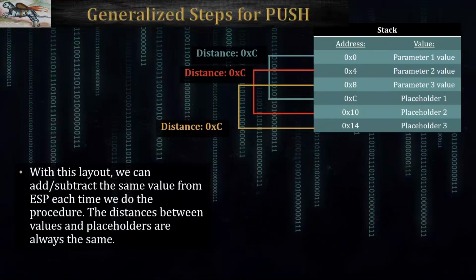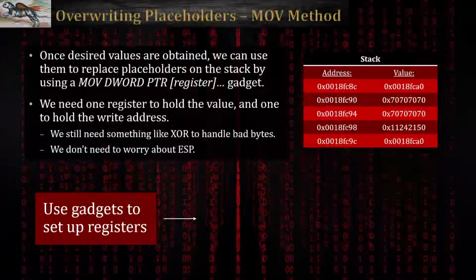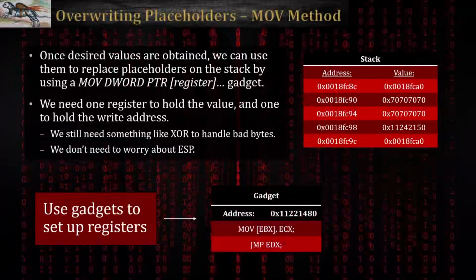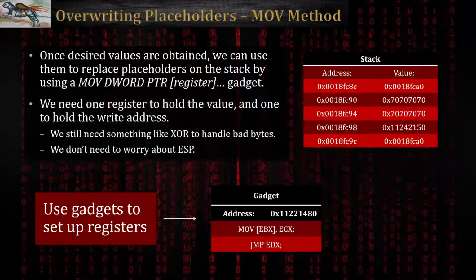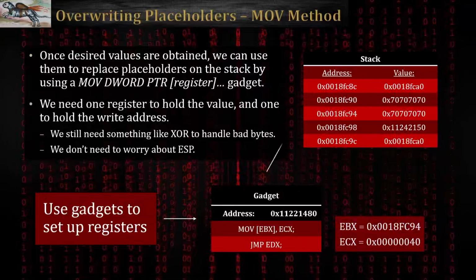Looking at our move dereference method, once we get our registers set up via our gadgets, we will need to have the first dereference register being the address that we're writing to, and then our second register being the value that we're writing. So here we have EBX set up with the address, and we have ECX set up with our value, and then once we execute this gadget, we will overwrite our parameter.